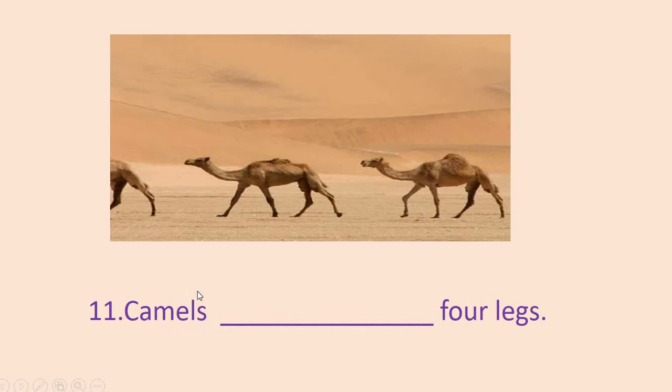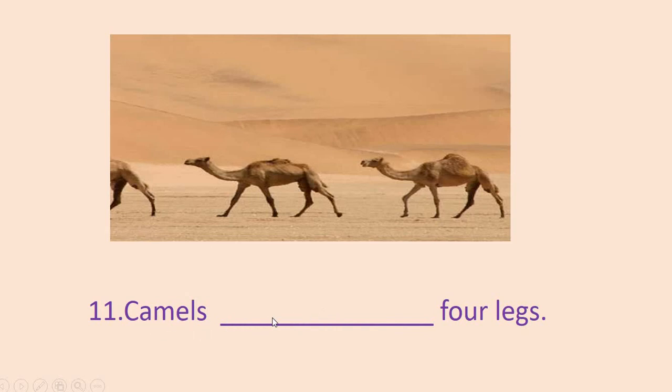C-A-M-E-L-S, camels dash. Here you have to use has or have. F-O-U-R, 4. L-E-G-S, legs. See here, 4 legs. Camels live in the desert. I told you first, there are many camels, more than 1 camel. If it is 1 camel, then also you have to use has or have, and if there are more camels, then also we can use has or have. But we have to decide what will come here. Do you know? Can you remember this?